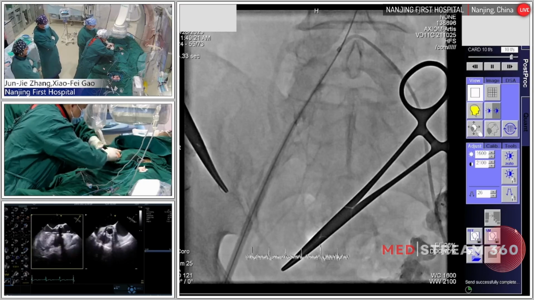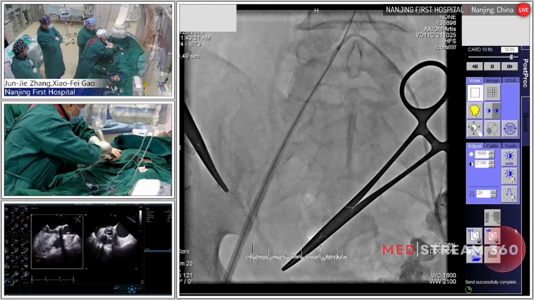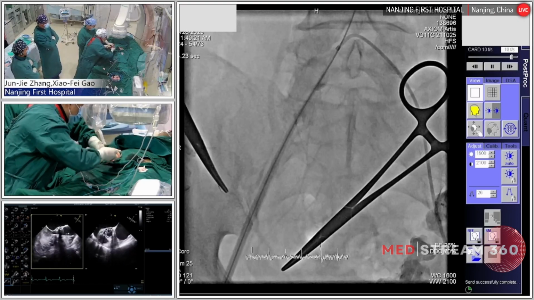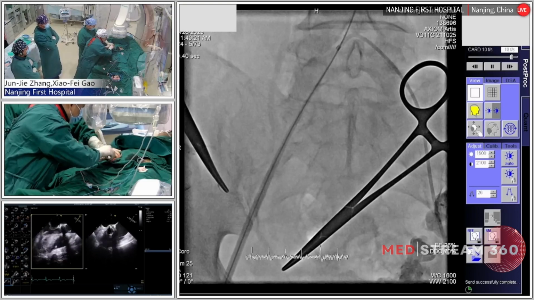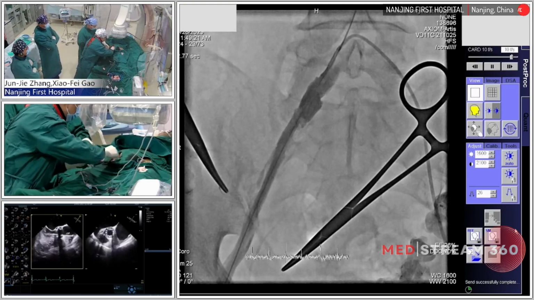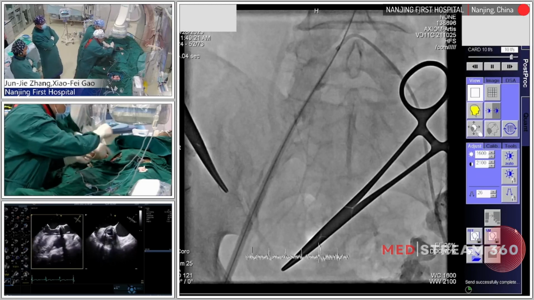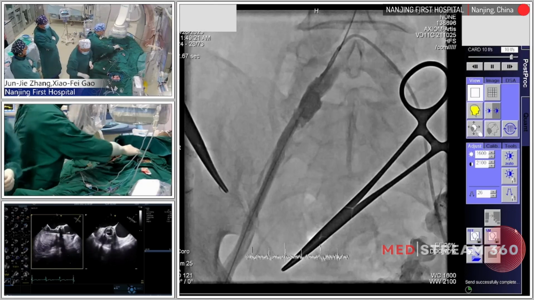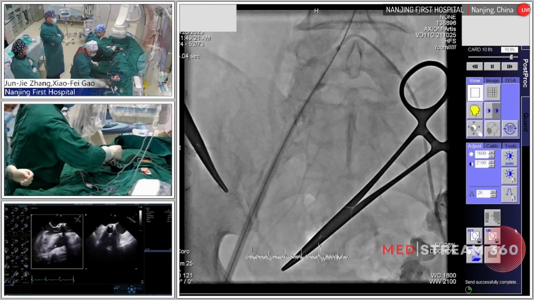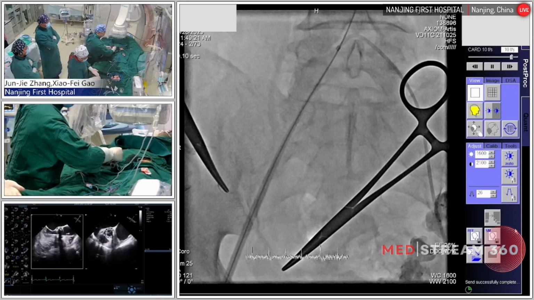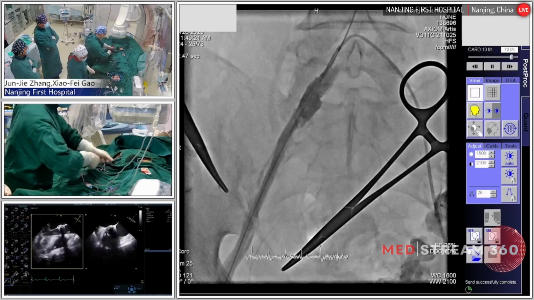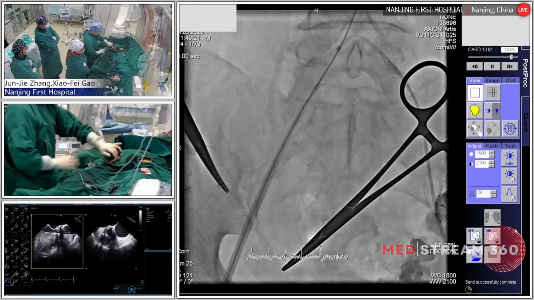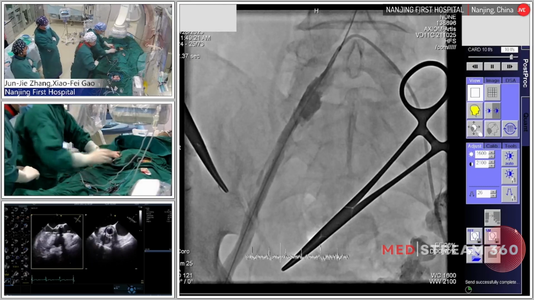After deployment, the echocardiography and the angiogram showed there is no PV leak, and the hemodynamic parameters showed a good result with a mean gradient of only 3 mmHg. So we successfully removed the sheath, and the angiogram showed there is only a type B dissection without limited antegrade flow. So we decided to leave it with medical therapy. So this is our case.